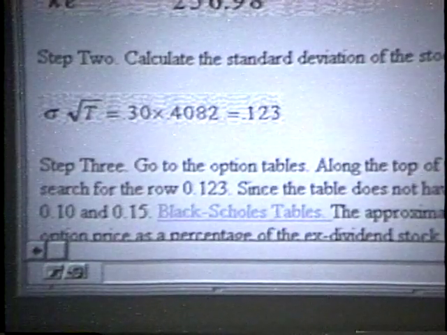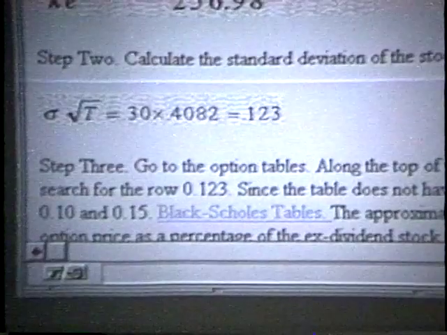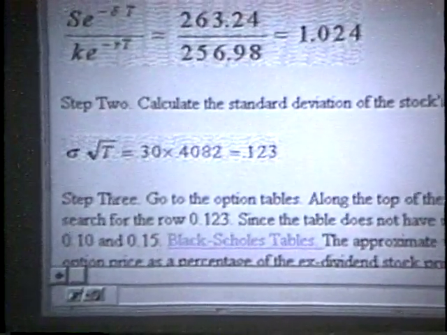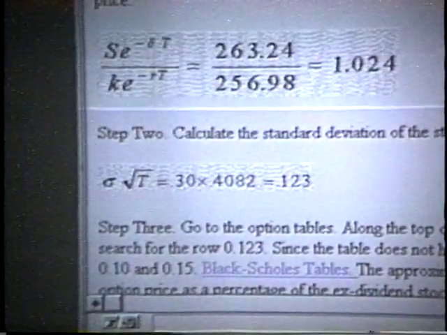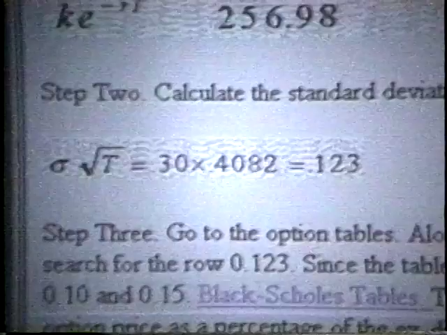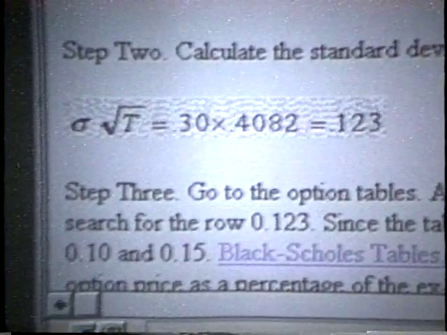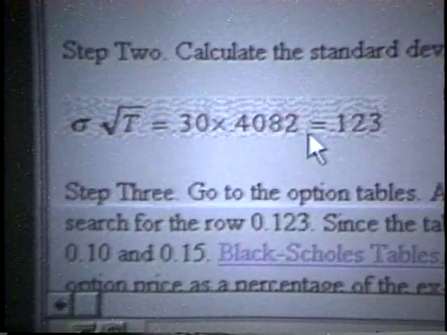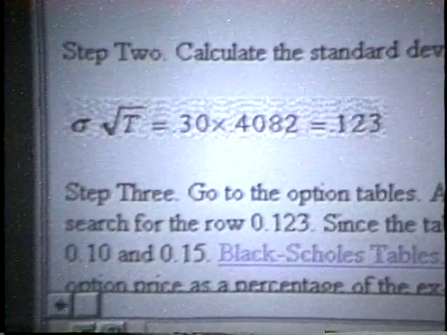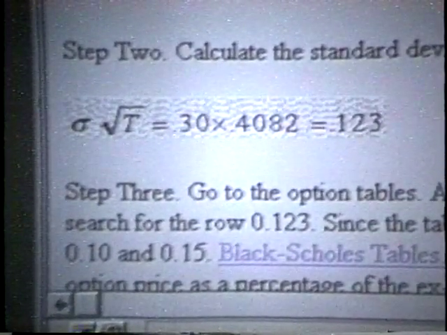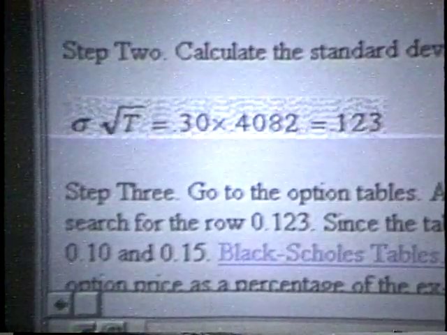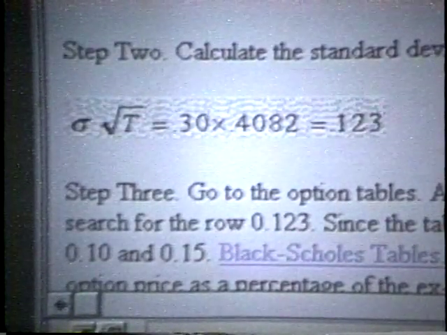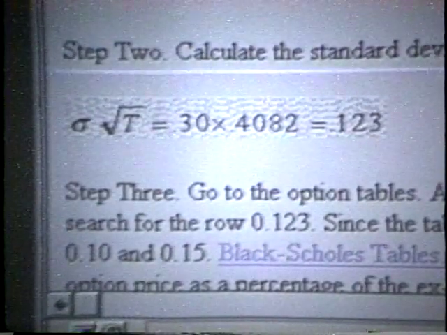And step 2 is to calculate the standard deviation of the stock's return to the maturity. Okay, so sigma that we're given is an annual sigma. Well, we don't have a year. So what we have to do is adjust that sigma for the fact that we've got 2 months. Multiply 0.3 times 0.4082, and we get 0.123. Is that the square root of 2 divided by 12? I forgot my calculator today. That's correct. Good.